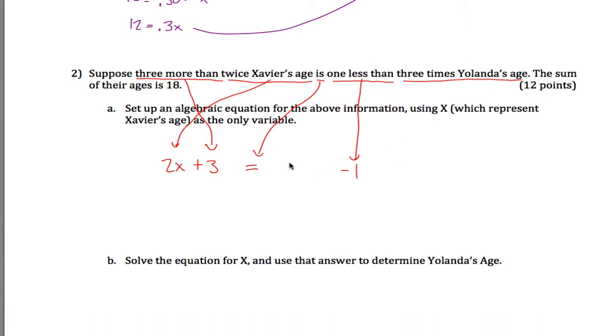Let's see, maybe before I do that, I can figure out what Yolanda's age is kind of off to the side. If we're letting x be Xavier's age, and the sum of their ages is 18, then Yolanda's age is 18 minus x. So 3 times Yolanda's age gives us 3 times 18 minus x.